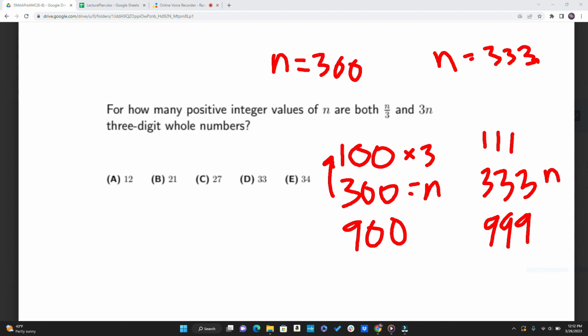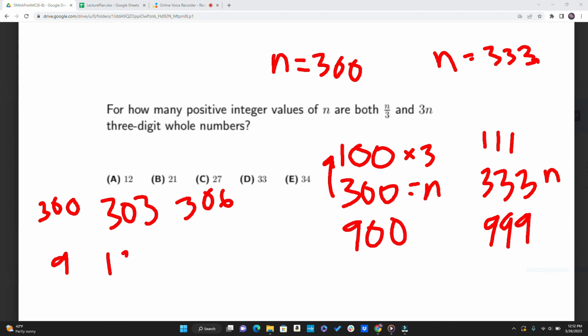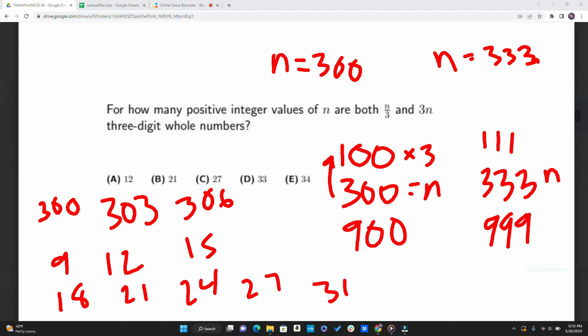Now, we have numbers between 300 and 333, but it can only be numbers that are multiples of 3 because they need to be able to be divided by 3, right? 301, if you divide it by 3, it's not going to be a whole number, right? 301 divided by 3 doesn't go in evenly. So after 300, we'd have 303, then 306, right? We're going up by 3, 309, 312, 315, 318, 321, 324, 327, 330, and 333.